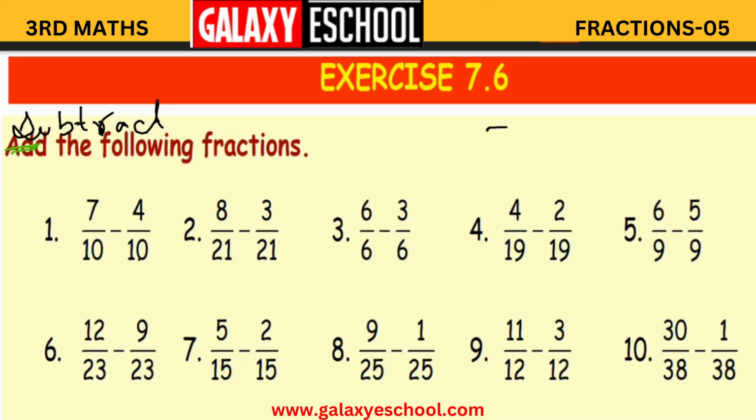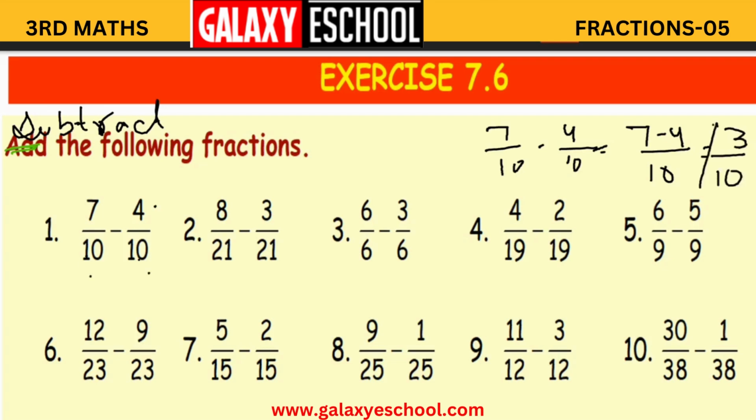Again, how will we do that, children? 7 by 10 minus 4 by 10. We'll find out the difference of the numerators. 7 minus 4 divided by the common denominator 10. 7 minus 4 is equal to 3 divided by 10. So 7 by 10 minus 4 by 10 is equal to 3 by 10.